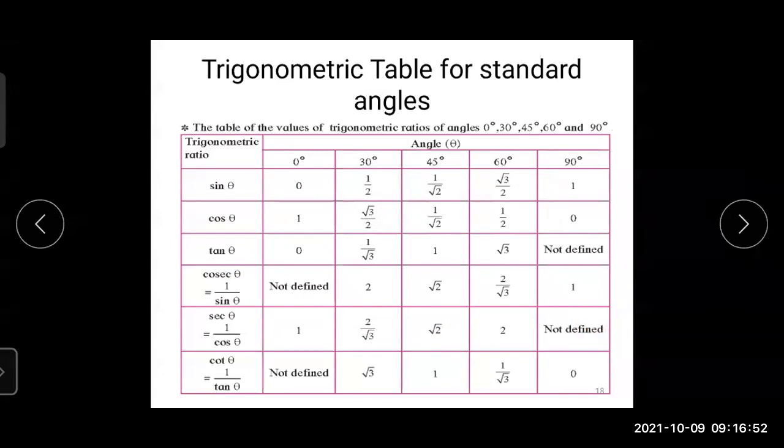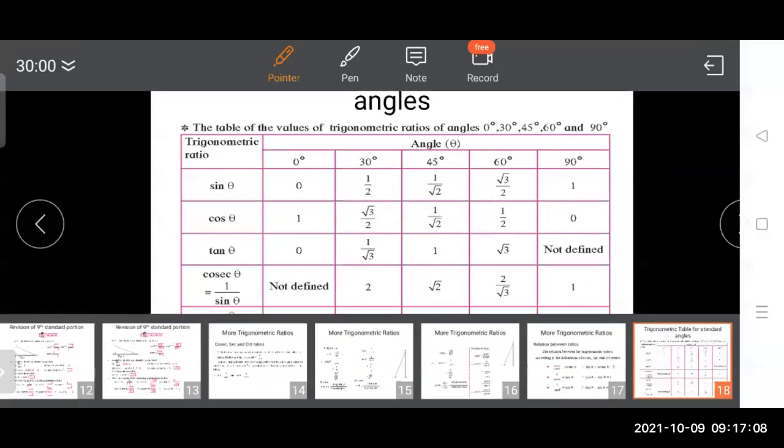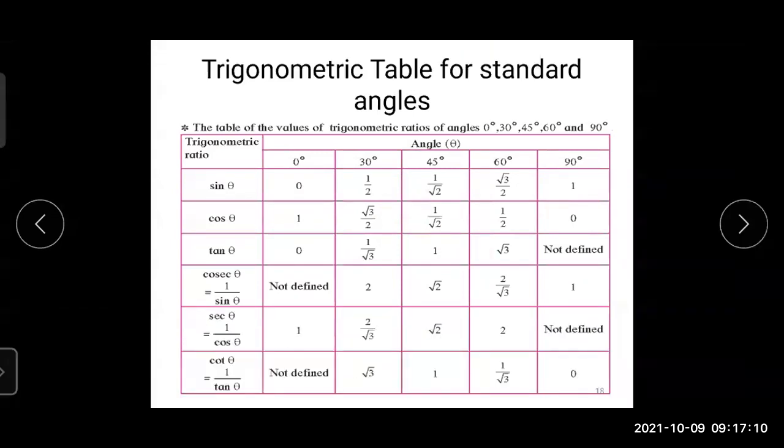The same way, cot theta is the inverse of tan theta. First 0 is given, so it will be not defined. The inverse of 1 upon root 3 is root 3. This will be as it is 1, and the inverse of root 3 is 1 upon root 3, and not defined will be 0. So these are the trigonometric ratios, the trigonometric table for standard angles you have to remember.